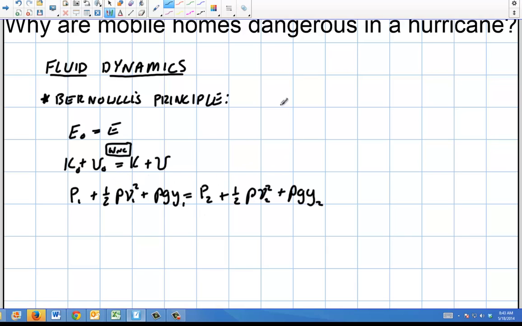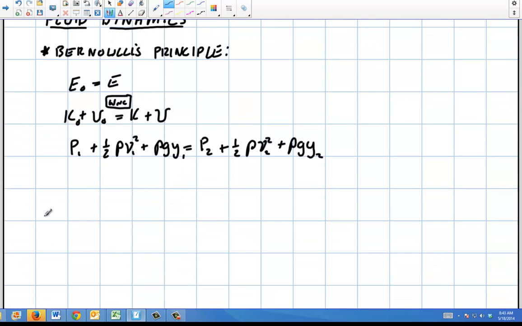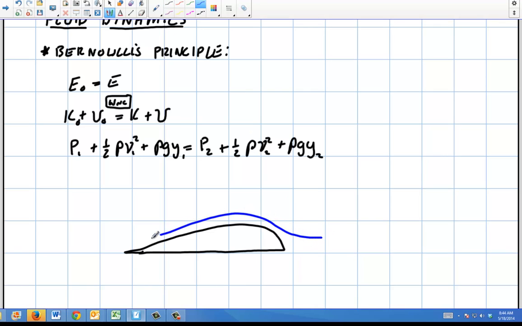But how does this affect mobile homes in a hurricane? Well, to first understand this, we need to understand the concept of lift in a storm. When you have an airplane wing, let's just say the wing looks like this. As the wind comes across that wing, it's going to have to travel further on this side than on this side. So it's going to have to travel at a higher speed on this side than on this side.